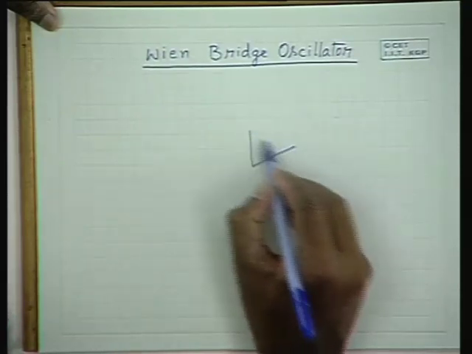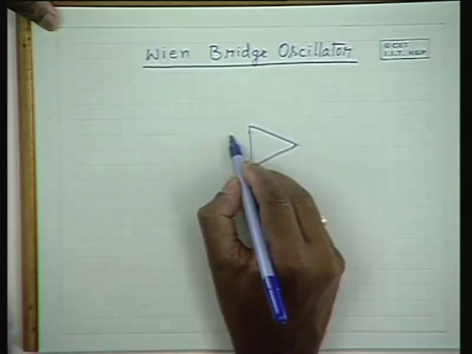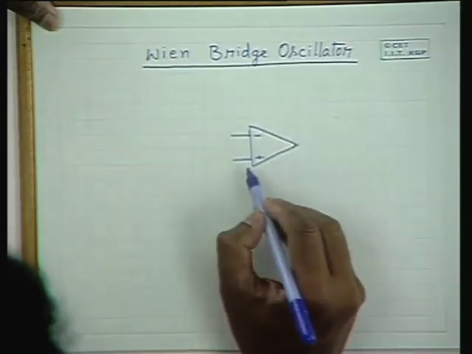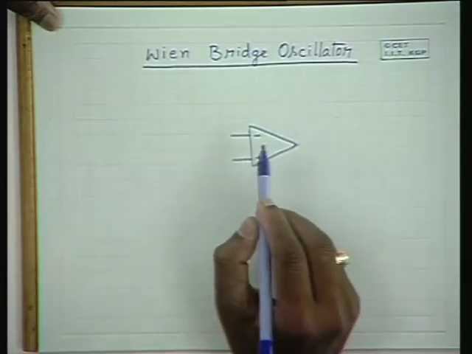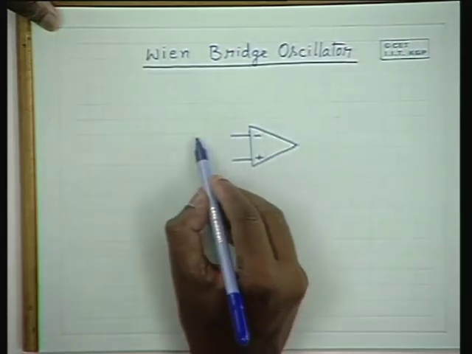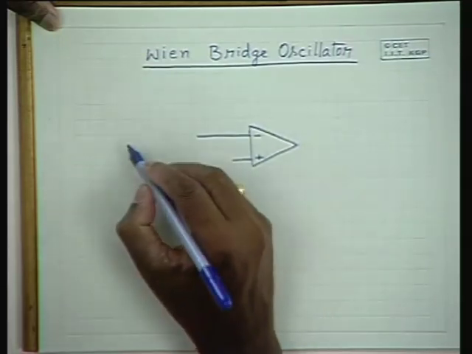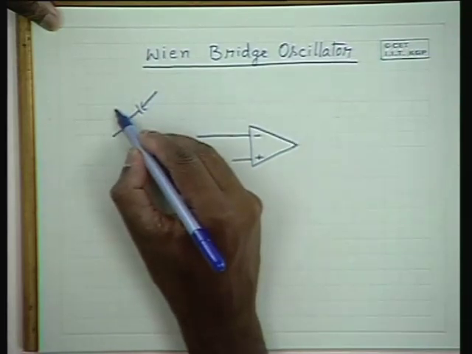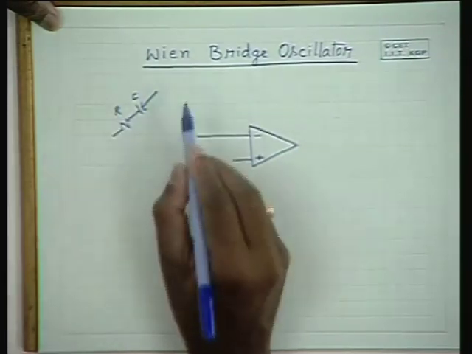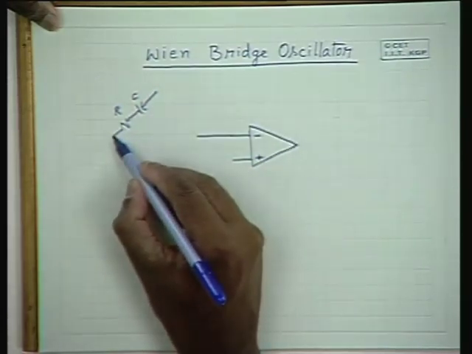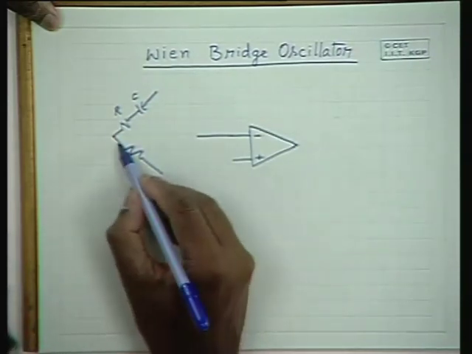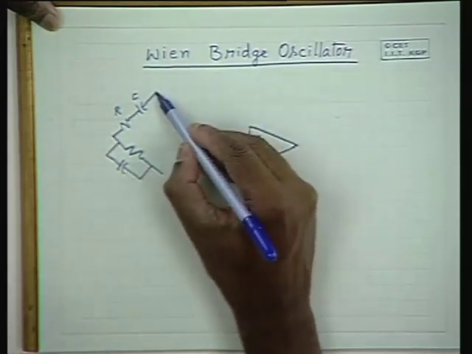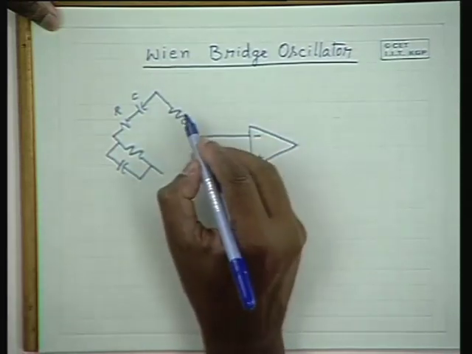So consider an op-amp amplifier. Op-amp, as I mentioned earlier, is a difference amplifier with inverting and non-inverting inputs. And the input for the op-amp comes from a bridge circuit known as the Wien-Bridge circuit. It has a series RC in one branch, and it has a parallel RC in another branch of one side of the bridge circuit. On the other side of the bridge circuit, it has only resistances.